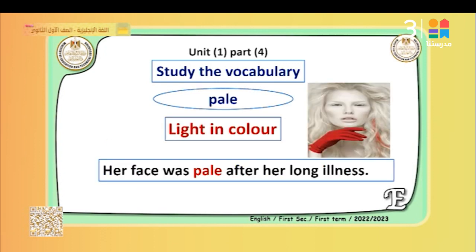The second word, we have the word pale. What does pale mean? It means light in color. Look at the girl in the picture. Her face is pale. It means her face was light in color. Let's see the example: her face was pale after her long illness. Her face was pale means it's light in color, it's white. Because of her long illness, her face became pale.